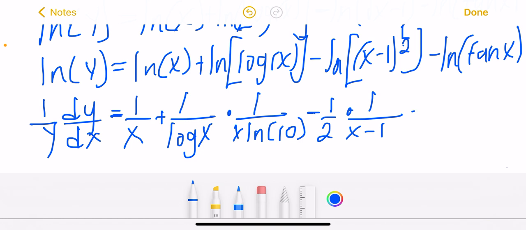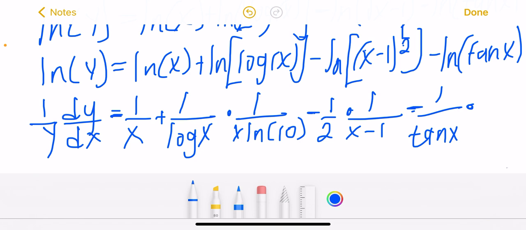Multiply by the derivative of x minus 1, it's 1. Okay? So we don't need to write that. And then our last one is the derivative of ln of tan x. So the derivative of ln of a number becomes 1 over that number. Therefore, we'll have 1 over tan x multiplied by the derivative of tan x.